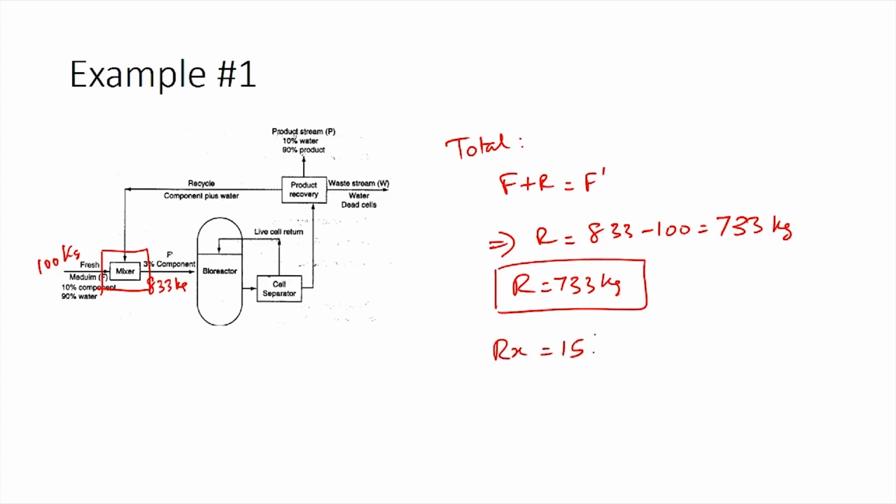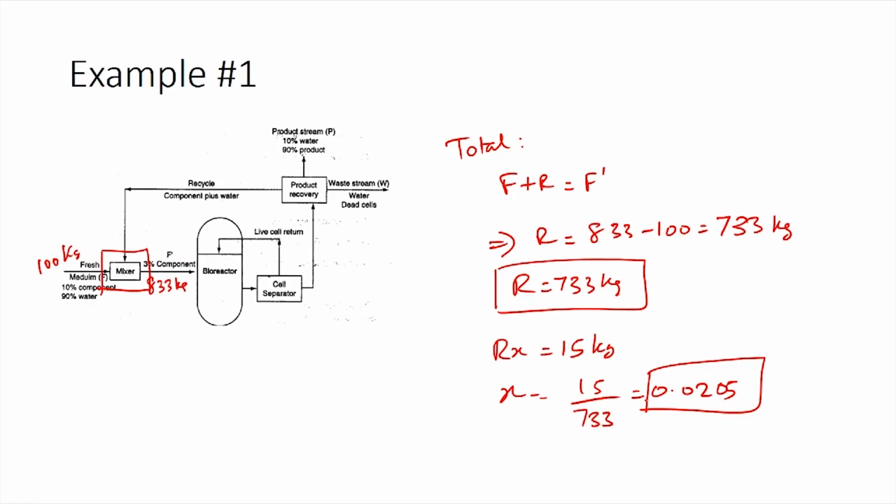We know Rx is 15 kilograms. So, X equals 15 divided by 733, which is 0.0205. So, this is the mass fraction of the proprietary component in the recycle stream. With this, we have calculated all the required values in the problem.